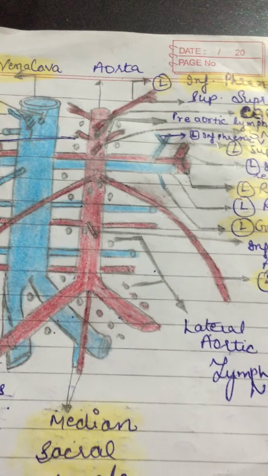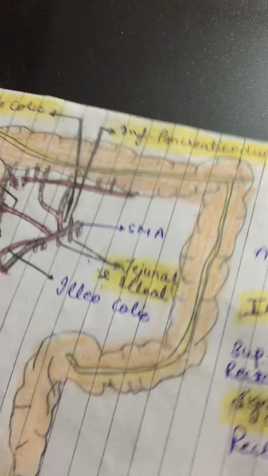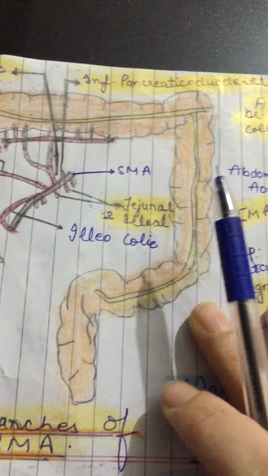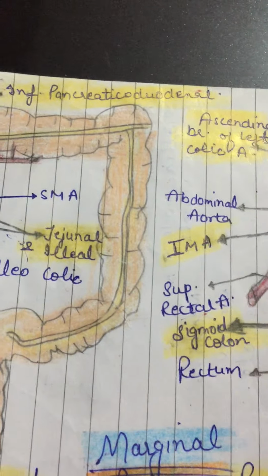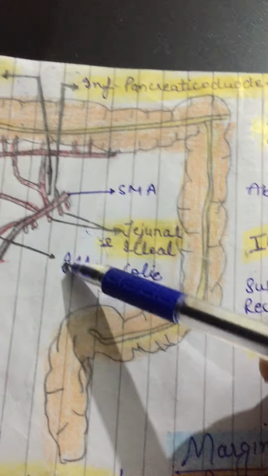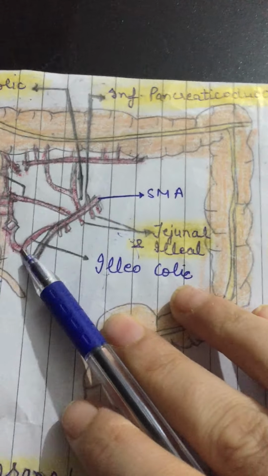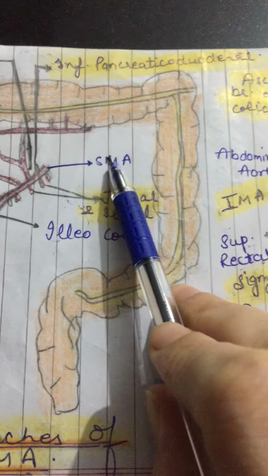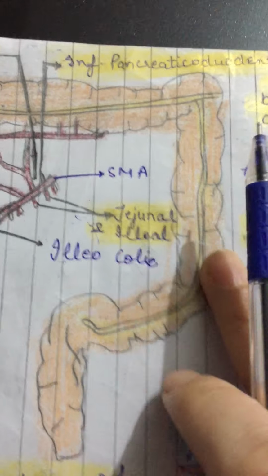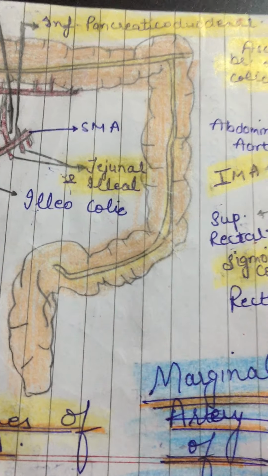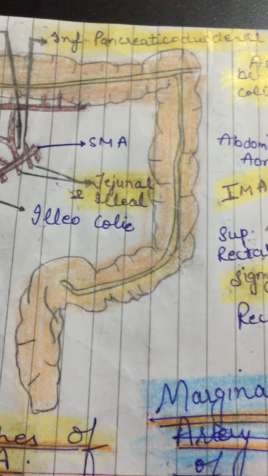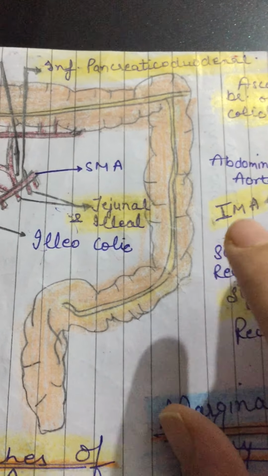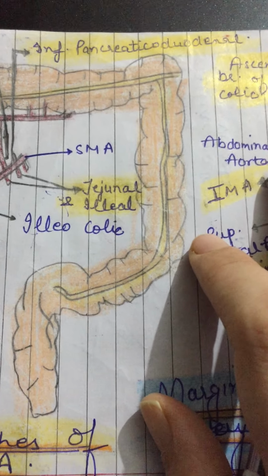Let's start with the superior mesenteric artery. I have drawn pictures for superior and inferior mesenteric artery. The superior mesenteric artery is the artery of the midgut. All the structures which are derived from the midgut are supplied by this superior mesenteric artery. As we have discussed, it is one of the anterior or ventral branches from the abdominal aorta. We discussed 3 ventral branches: first the celiac trunk, second the superior mesenteric artery, and third the inferior mesenteric artery.